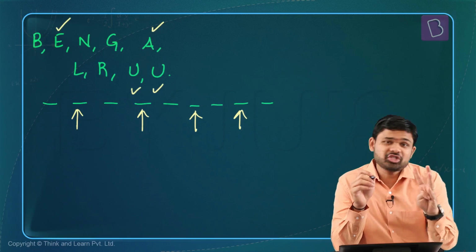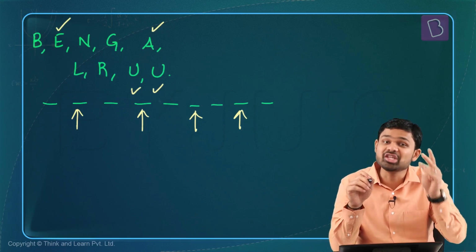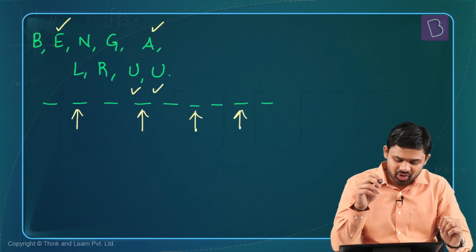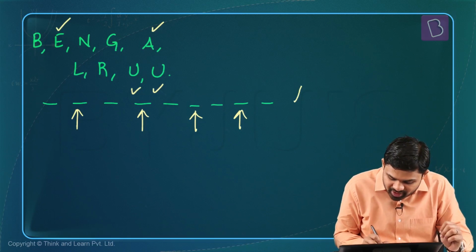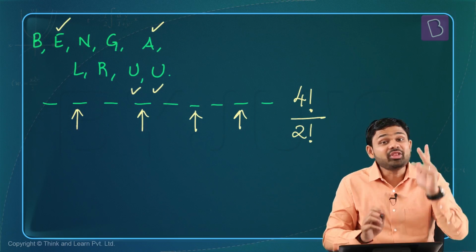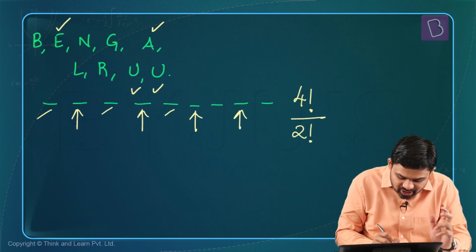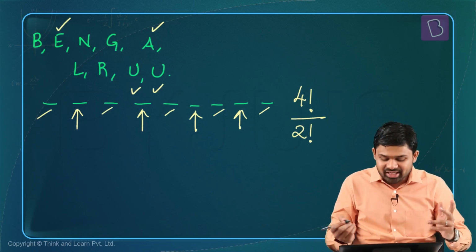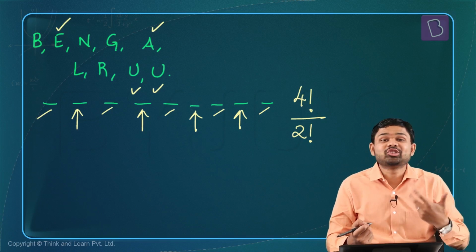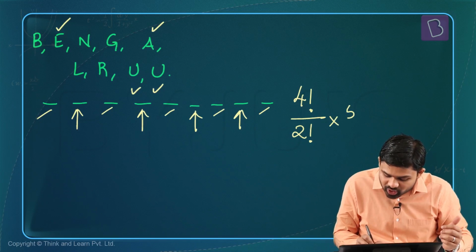So there are 4 places available wherein we have to arrange these 4 letters E, A, U and U, because U repeats. The number of ways in which it is going to happen is going to be 4 factorial divided by 2 factorial. Now there are 5 other places for the consonants. Well, these are the 5 places for the consonants, and none of the consonants repeat. So these 5 consonants can be permuted in 5 factorial number of ways.